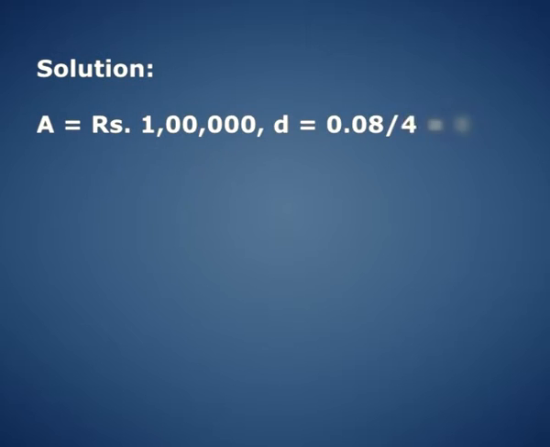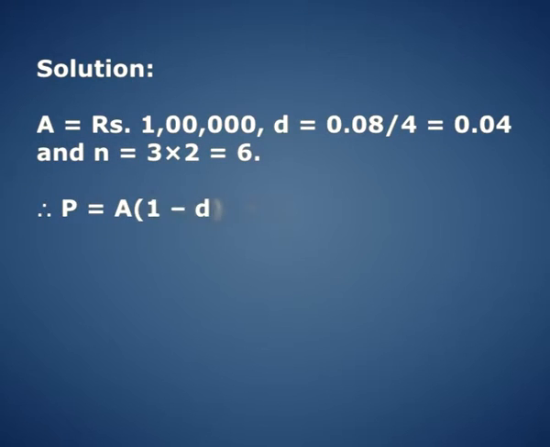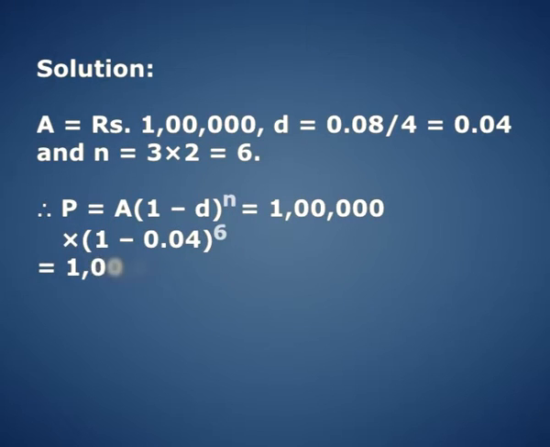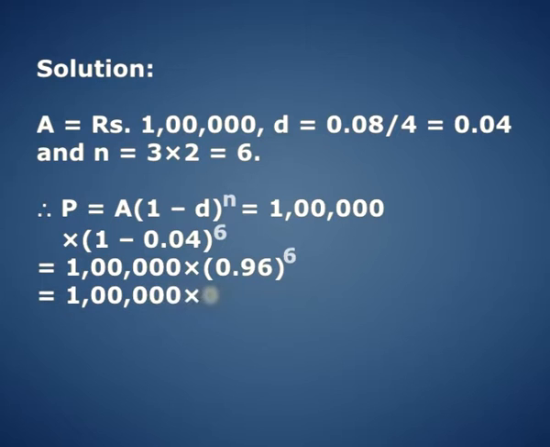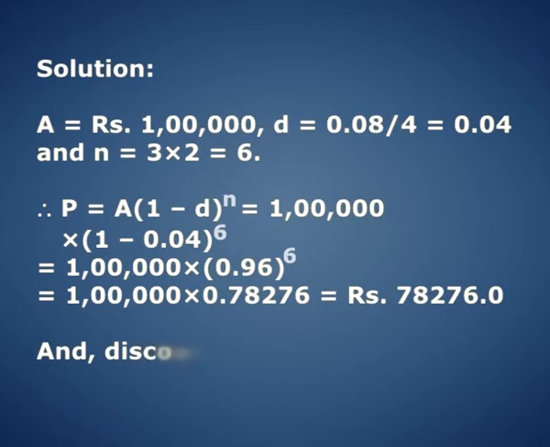Now let's see the solution. A is given as rupees 1 lakh, D is equal to 0.08 divided by 4, which is equal to 0.04, and N is equal to 3 into 2, which is 6. So P is equal to A times (1 minus D) to the power N. So that gives us 1 lakh into (1 minus 0.04) to the power 6, which is equal to 1 lakh into 0.96 to the power 6.